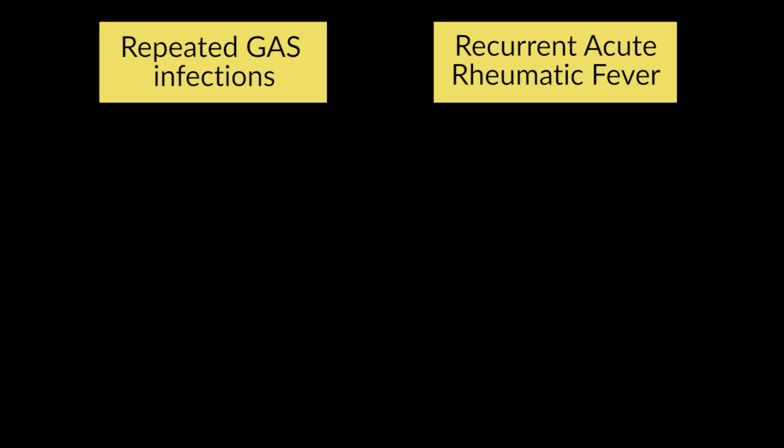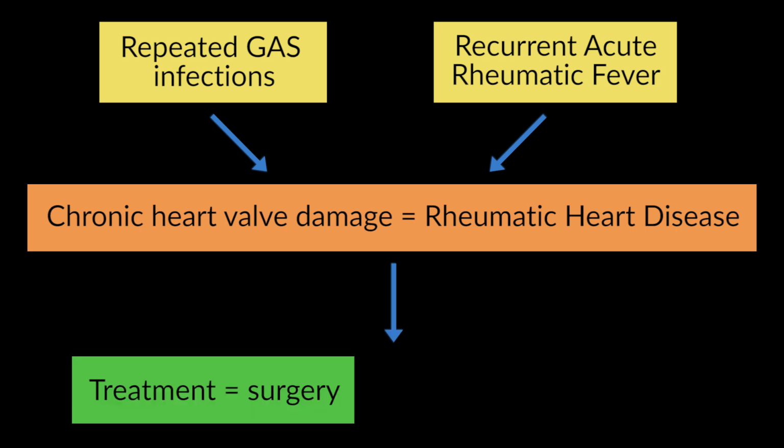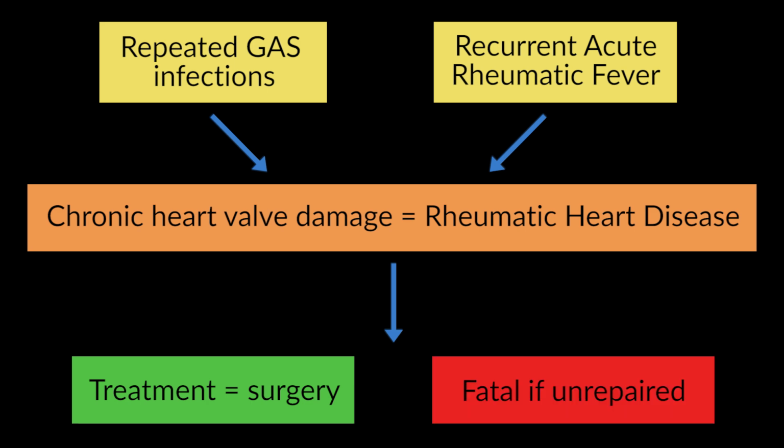Repeated group A streptococcal infections and recurrent acute rheumatic fever can lead to chronic heart valve damage that is called rheumatic heart disease. Rheumatic heart disease requires expensive heart valve surgery. If damaged heart valves are not repaired or replaced by major open heart surgery, the condition is often fatal.